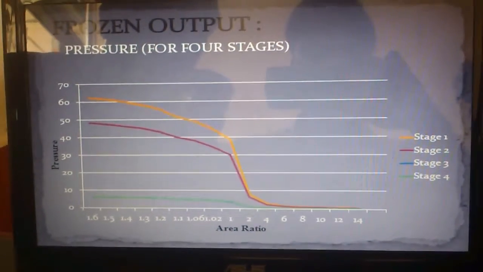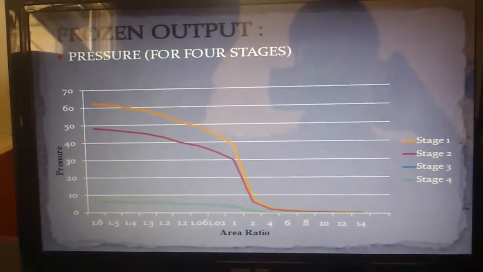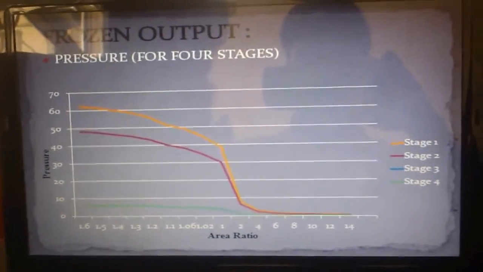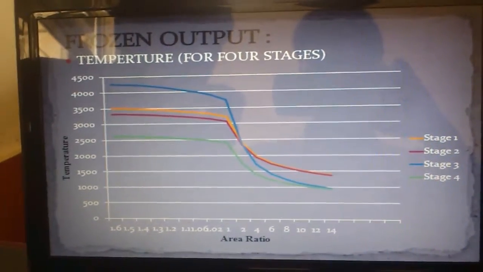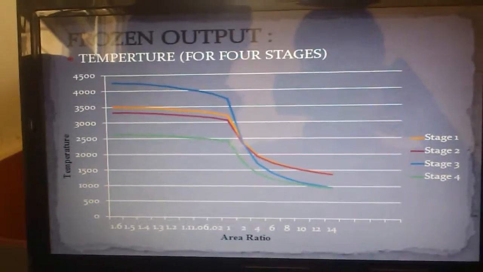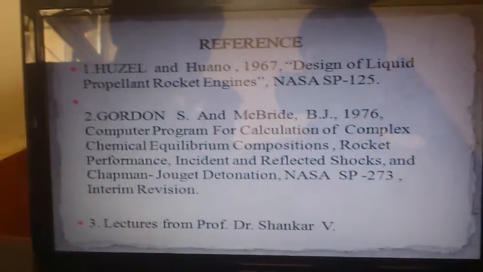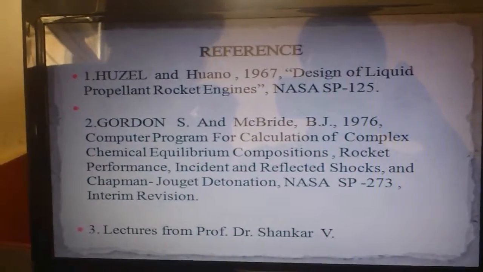This is the frozen flow condition output for pressure, and the graph is plotted between area ratio and pressure for 4 stages. This is the frozen flow condition output for temperature, and the graph is plotted between area ratio and temperature for 4 stages. This is the reference we took from the book and the guidance of our professor.